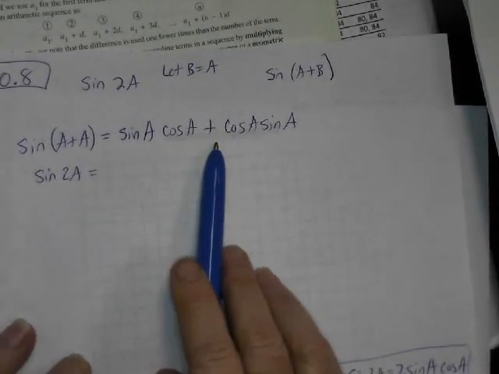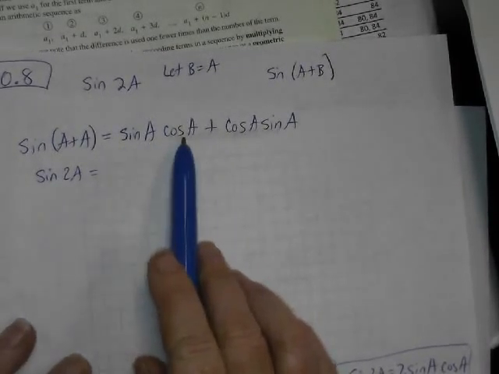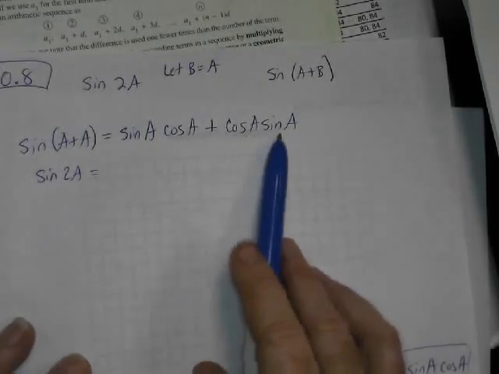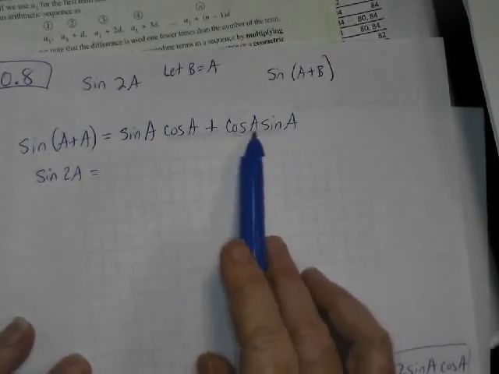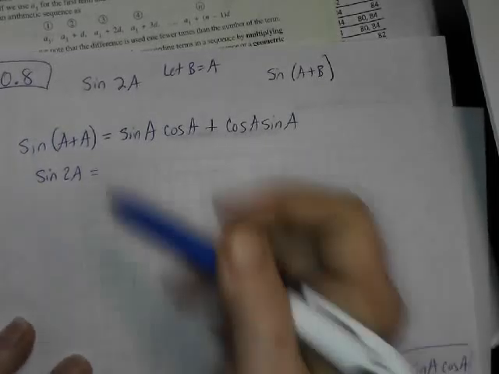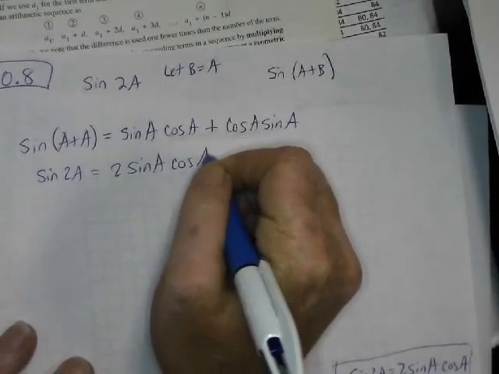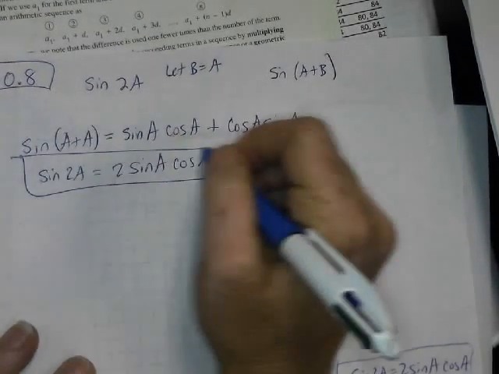And I know that my end result is supposed to be 2 sine A cosine A. And when I look right here, I think I'm already there, because that's sine A cosine A. And this, if you let them switch places using the commutative law of multiplication, that's also sine A cosine A. So that's 2 sine A cosine A. So ta-da, we did it.